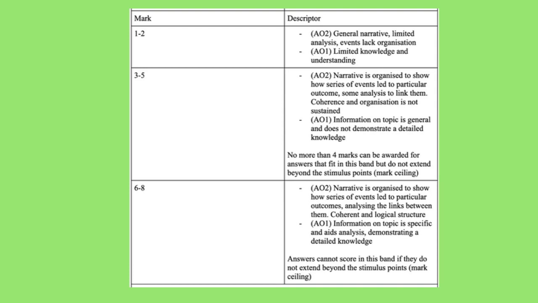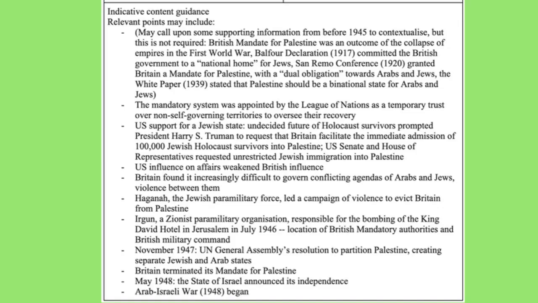You also need to use your own knowledge to show a really good understanding of the topic. There are lots of different points you could have made when answering this question, so as long as what you say is relevant to the question and correct, the examiner will give you the marks for it. But let's take a look at some examples of points that you could have included.